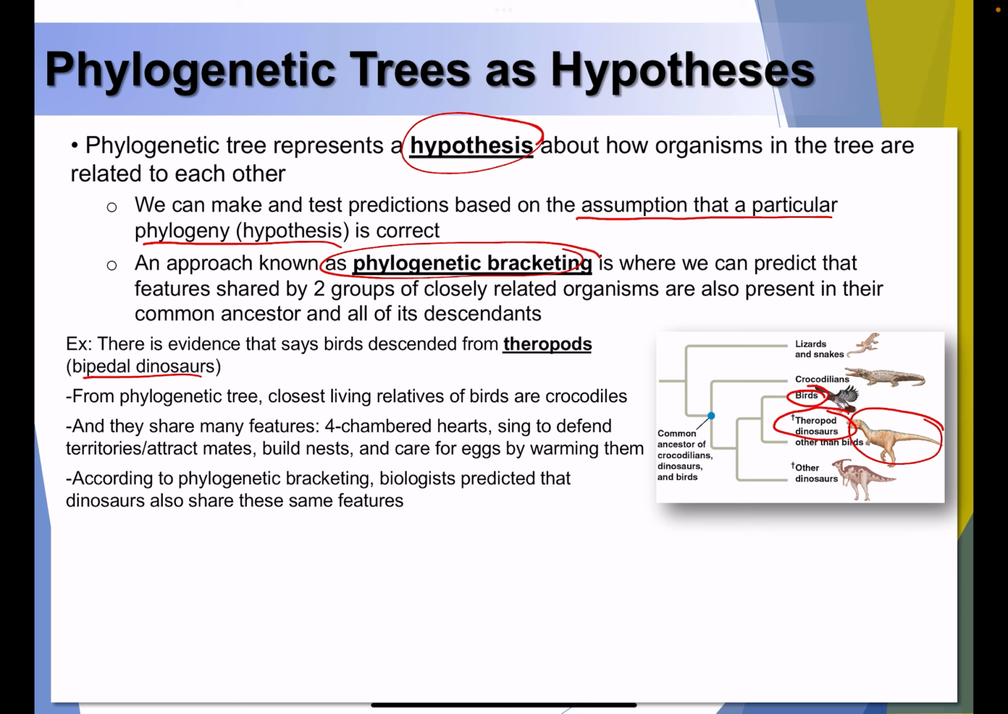And if we think about birds and crocodiles as independent species, they actually share many similar features. For example, they both have four-chamber hearts. They sing to defend territories and attract mates. And we're not talking about crocodiles going A B C D. That's not like that. The way a crocodile sings is very different, but they do make some vocal sounds to defend their territories or attract mates. And then birds and crocodiles both build nests and care for eggs by warming them. Okay.